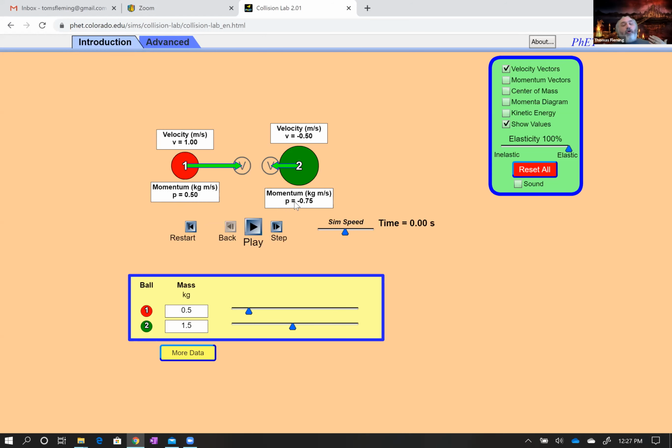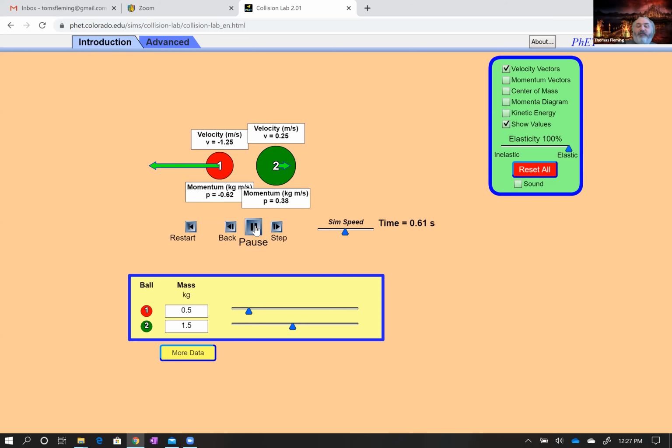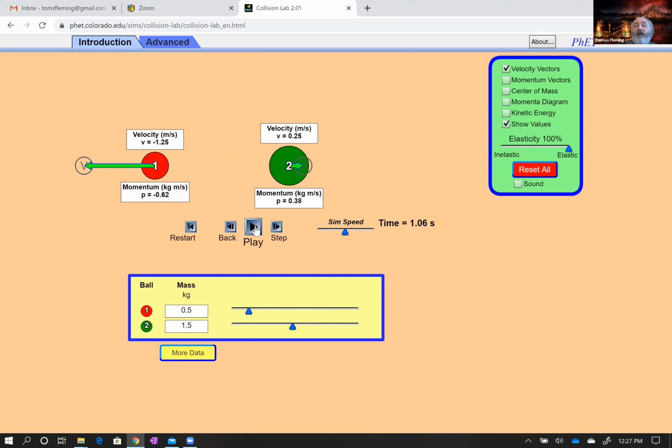So how much total momentum do we have before the collision? Well, it's a one-dimensional collision, so the total momentum is going to be positive 0.5 plus negative 0.75, that's negative 0.25 is my total momentum. And when I allow them to crash, you'll notice they crash into each other. And after the collision, this guy is traveling to the left way faster than he was originally going. This guy's traveling to the right way slower than he was originally going.